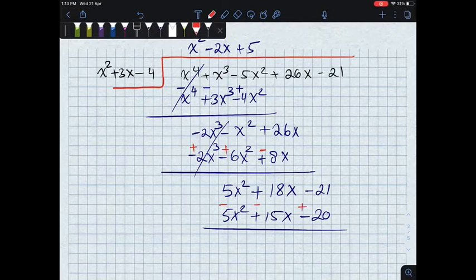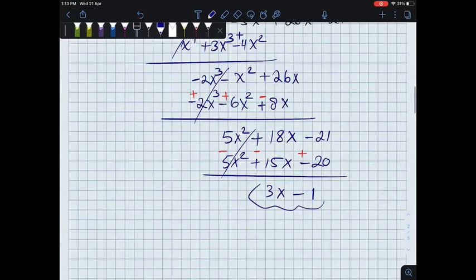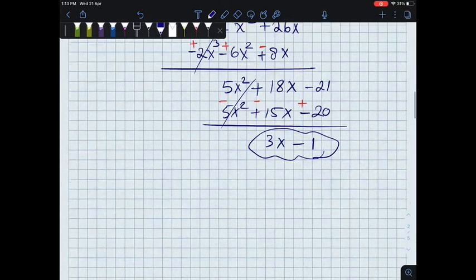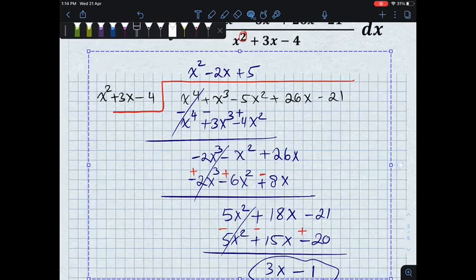Cancel the first term and subtract: 18 minus 15 gives 3x, and negative 21 plus 20, which is negative 1. So my remainder here is 3x minus 1. How to write your answer, but let me first minimize this step.